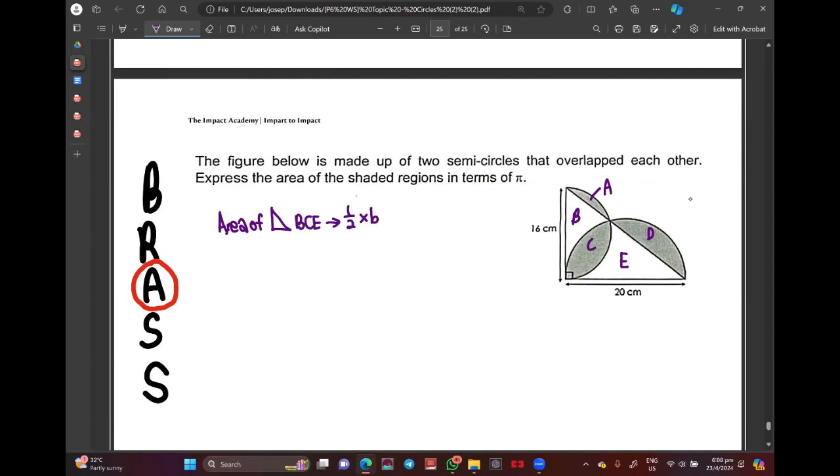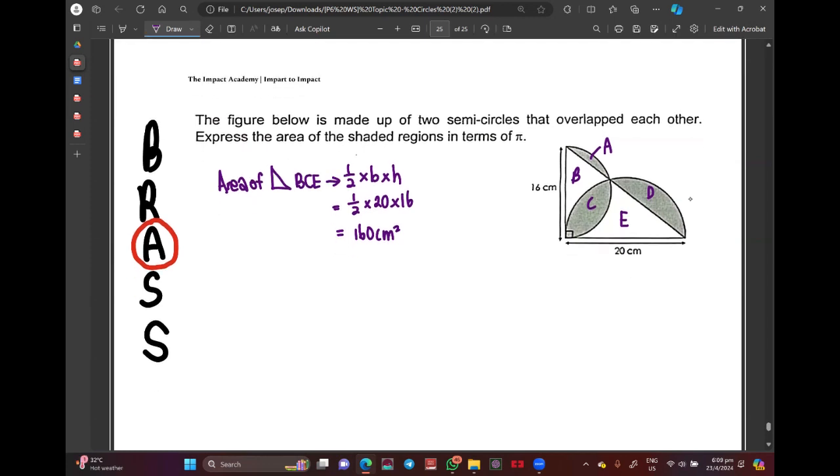Half times base times height. Agree so far? Half times, what is the base? 20. What is the height? 16. Doesn't matter, both work. So we will do 20 times 16, then we divide by 2. Correct now? We get 160 centimeters square. What is this? This is the triangle over here. Can you see that? Now once I'm done with this, you can see this is for BCE.